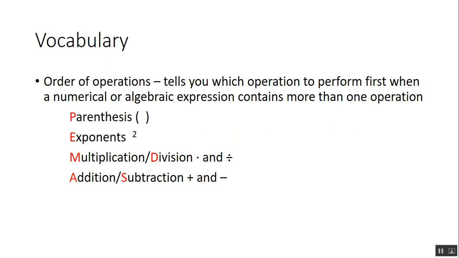Then we multiply and divide. Remember that multiplication and division are done from left to right. And finally, addition and subtraction also done from left to right. So multiplication doesn't necessarily happen before division if division comes first in the problem. Same with subtraction. You don't always add first. If subtraction comes first, that's what you need to do first. So left to right for the last two steps.